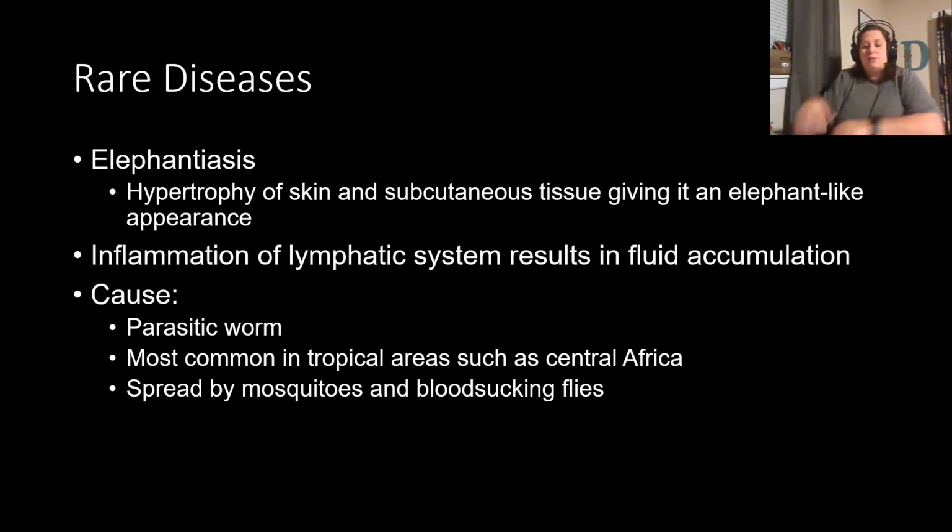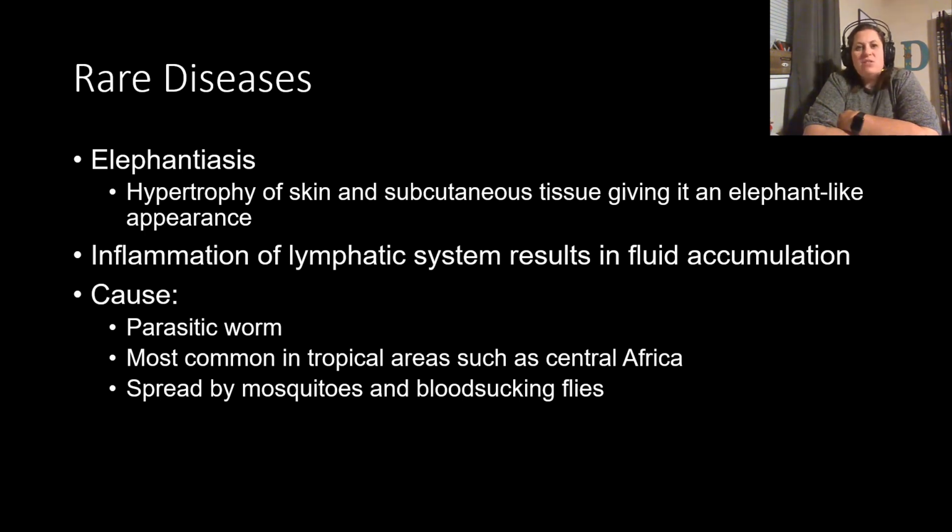All right, so last couple of things here. Let's talk about some rare diseases and then let's talk about aging. When we look at some rare diseases, you can see that one is called elephantitis. This is hypertrophy of skin and subcutaneous tissue, giving an elephant-like appearance. This happens a lot of times due to lymphatic vessels being clogged.